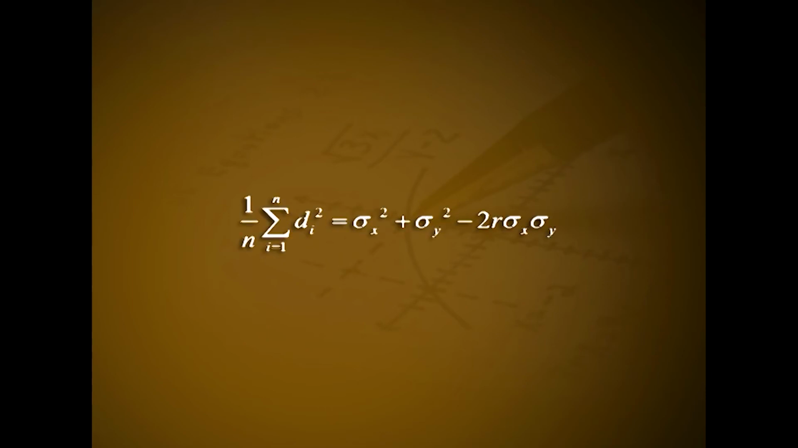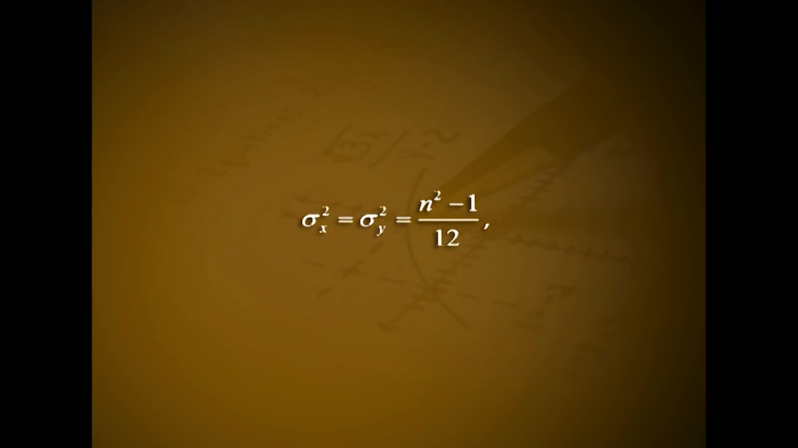This implies (1/n) Σ from i=1 to n of di² equals σx² plus σy² minus 2 times covariance between x and y. But we have covariance between x and y equal to r σx σy, where r is the coefficient of correlation. Hence, (1/n) Σ di² equals σx² plus σy² minus 2 r σx σy.